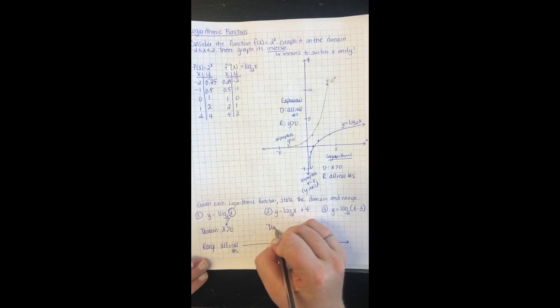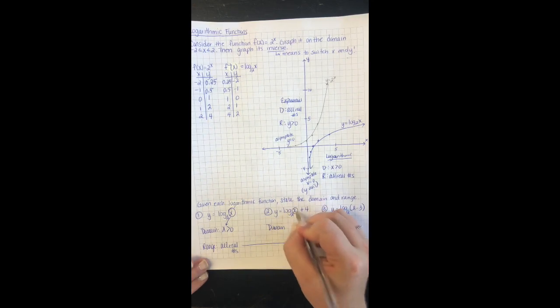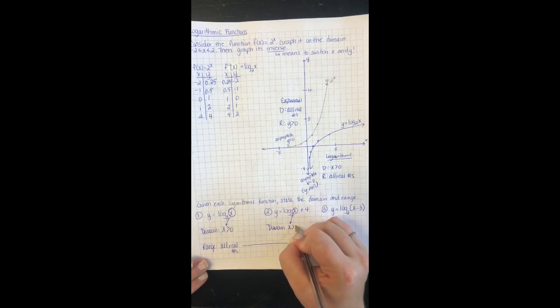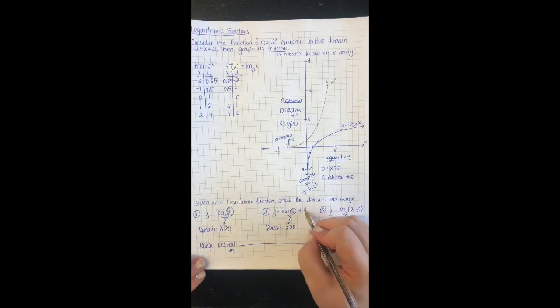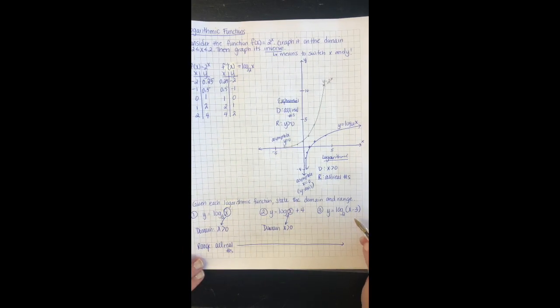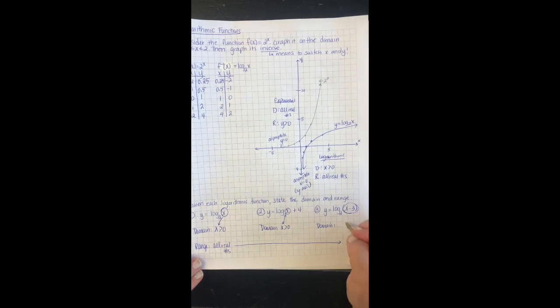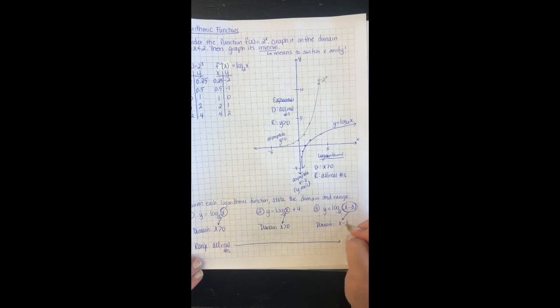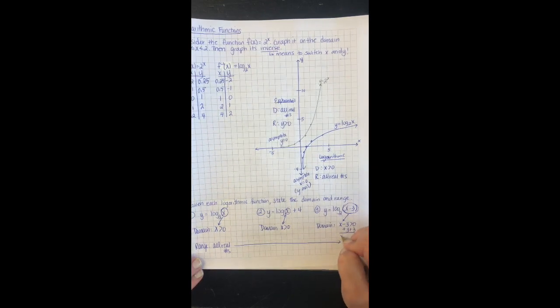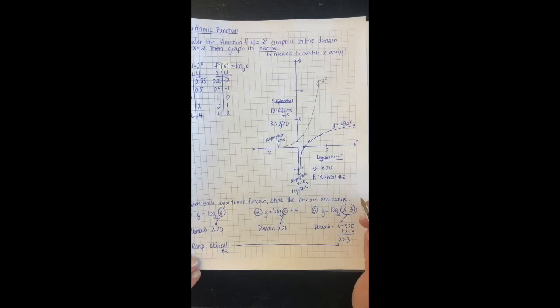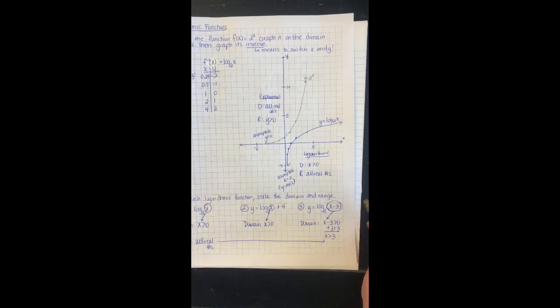So my domain here is still taking what's inside the log and making sure it stays greater than 0. That plus 4 was not inside the log. Last but not least, look at the third example. This time I now have an entire expression inside that log. Make that expression stay greater than 0, solve that inequality, and this now tells you that your domain has to be values bigger than 3.